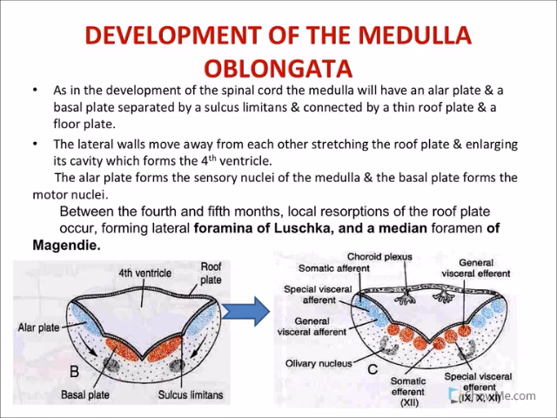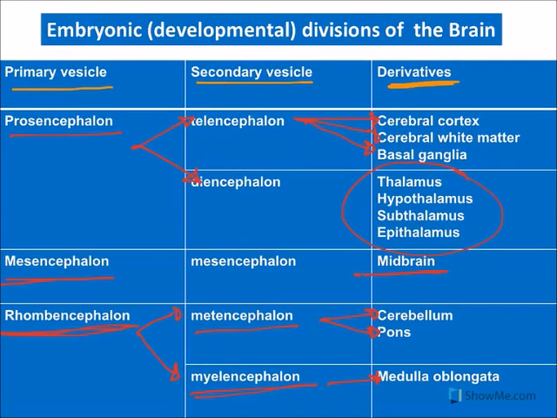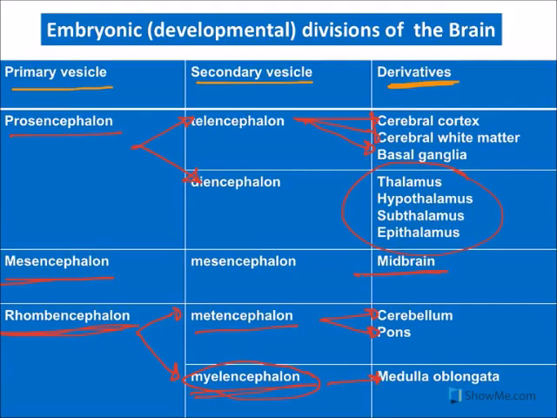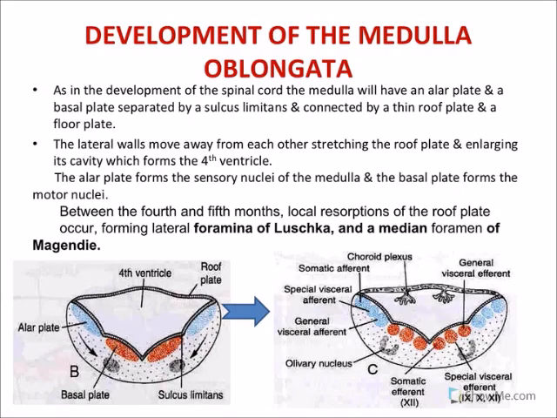Now we will discuss the development of the different brainstem structures. First, we will discuss the development of the medulla oblongata, which is the distal part of the brainstem. If you go back to the table, the medulla oblongata develops from this part, which is the myelencephalon. And the myelencephalon is a derivative of the rhombencephalon, as it divides into two parts, as we mentioned before.